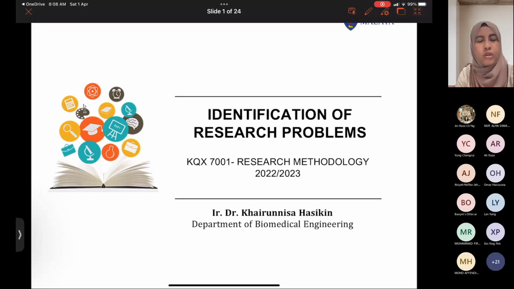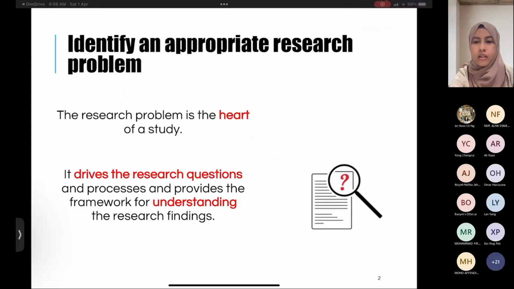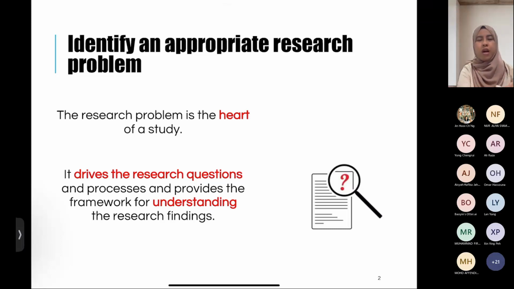Because when you are doing your dissertation, you need to read a lot, but we don't have much time. So we need to be smart, and we need to know how to do it in an efficient way. Okay, all right, so let's go to the main part of this week's topic. Appropriate research problem, how we want to identify what the research problem is.